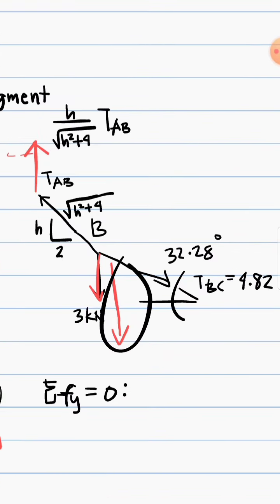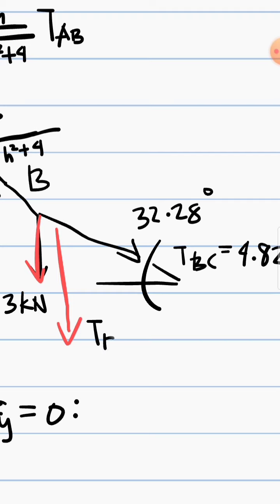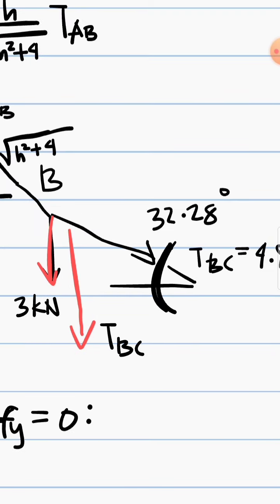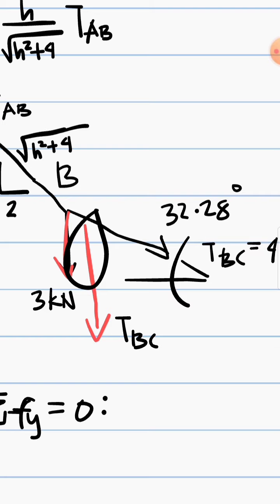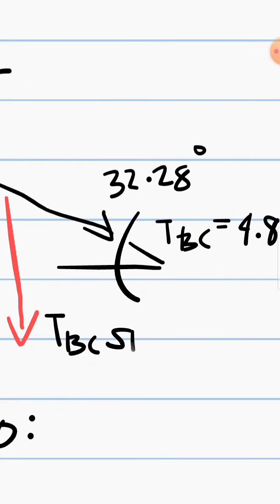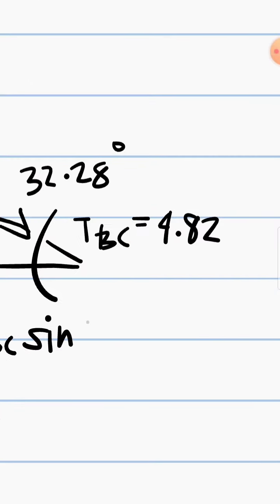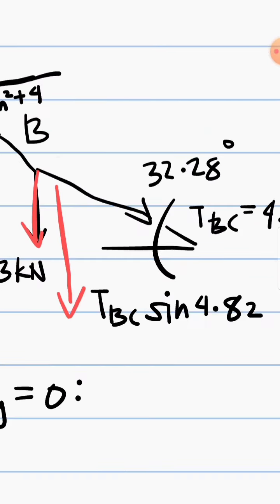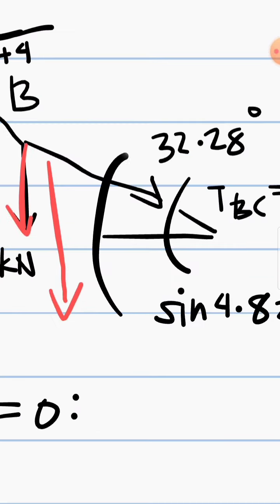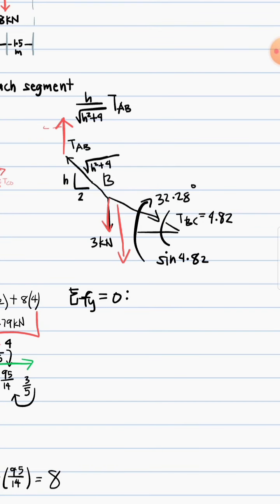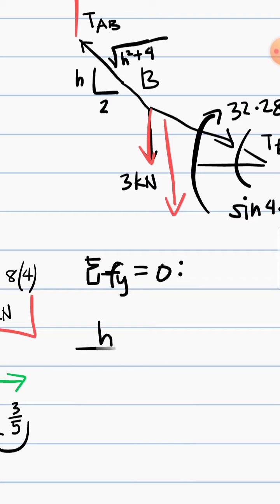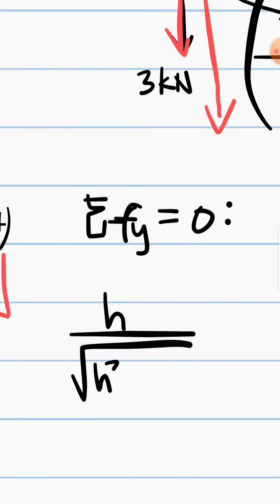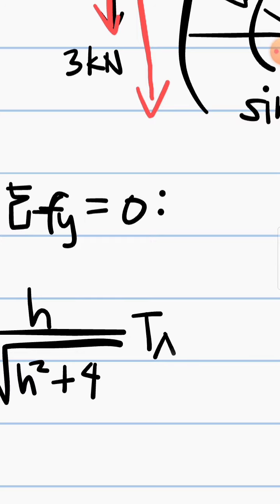And for this one, it's just tension BC. So our angle is here, and the side we're looking for is this one. So we will have TBC sine of this angle, and we know that TBC is 4.82. That gives us equation 1. So this force is equal to the sum of these two. So upward equals downward. So we have H over square root of H squared plus 4 and tension AB.